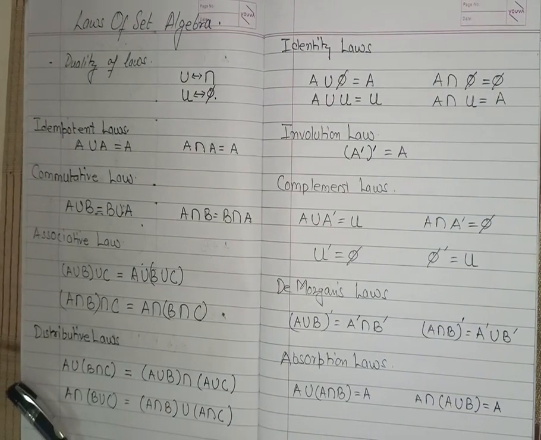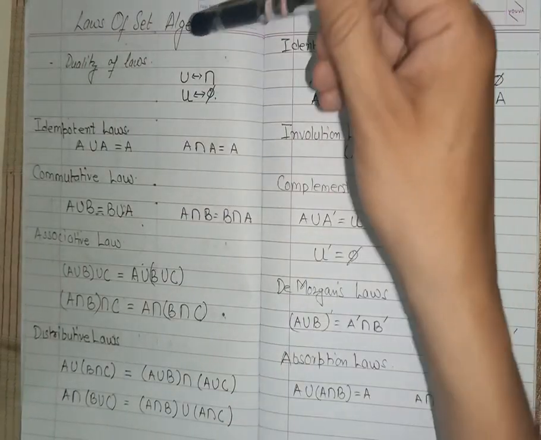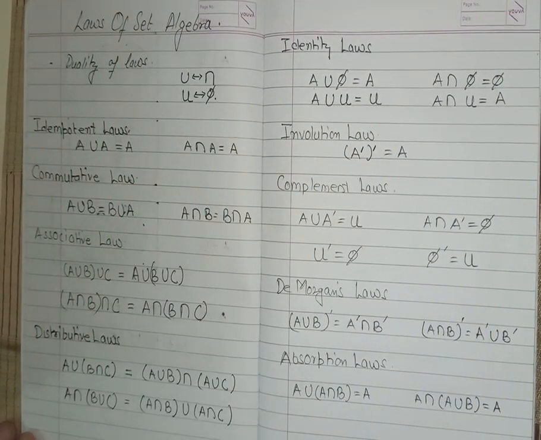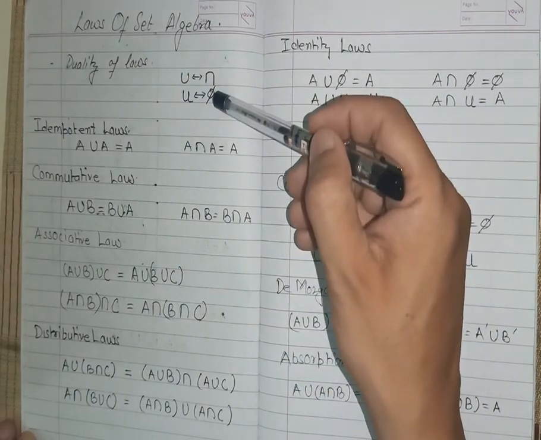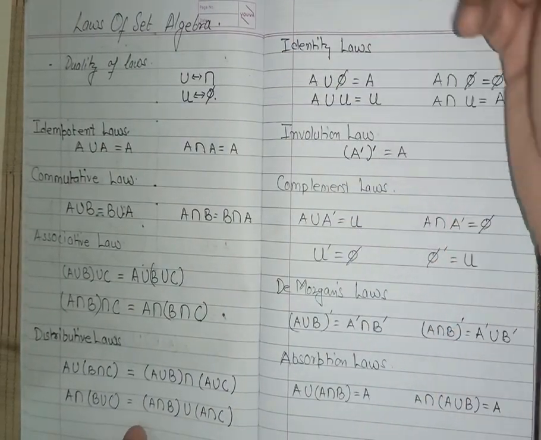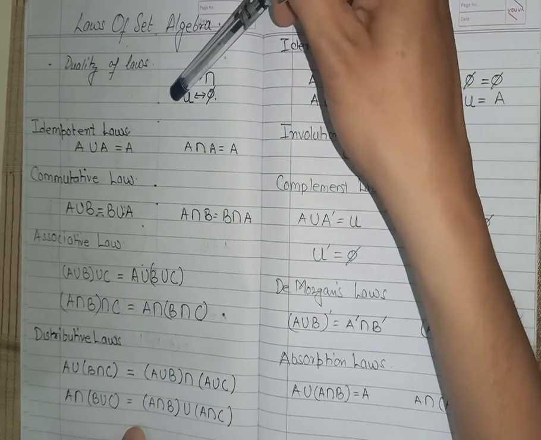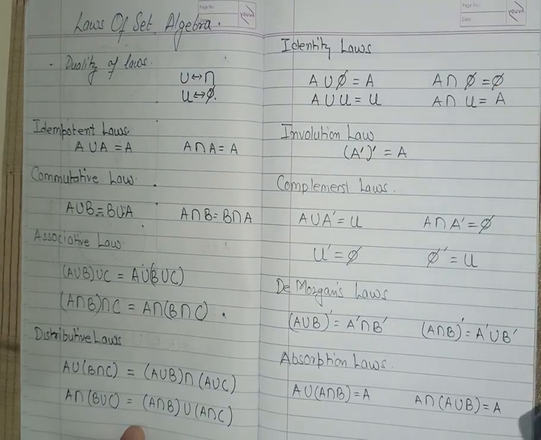Before we go into the laws of set algebra, you must understand one thing: these laws follow the principle of duality. Duality means each and every law has a dual. Now, how can we obtain the dual of a law? The dual of a law can be obtained by interchanging union with intersection and universal set with null set, and vice versa.